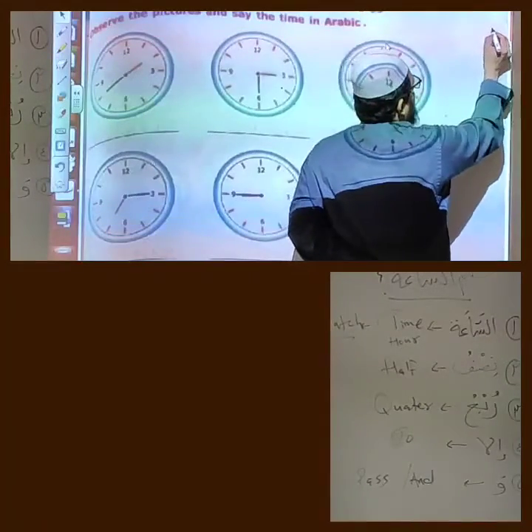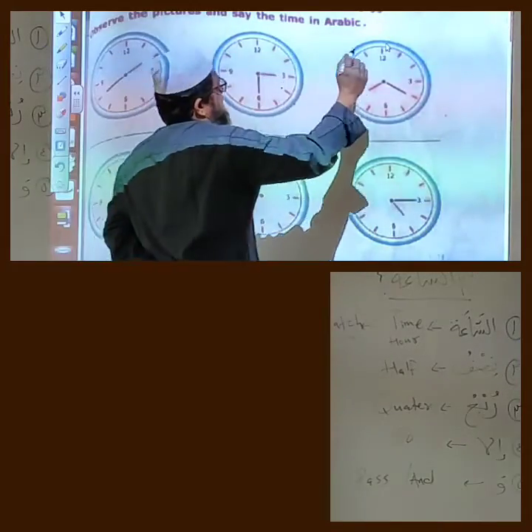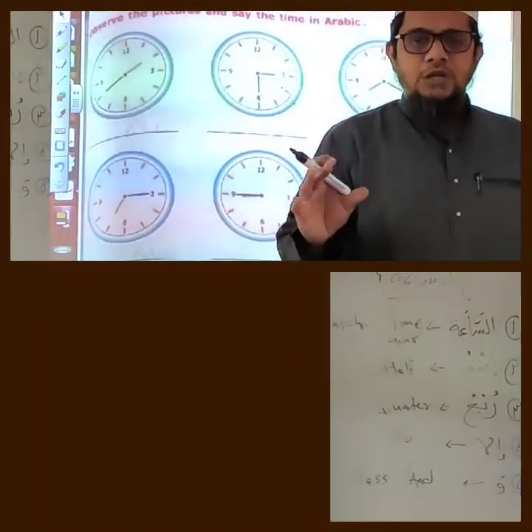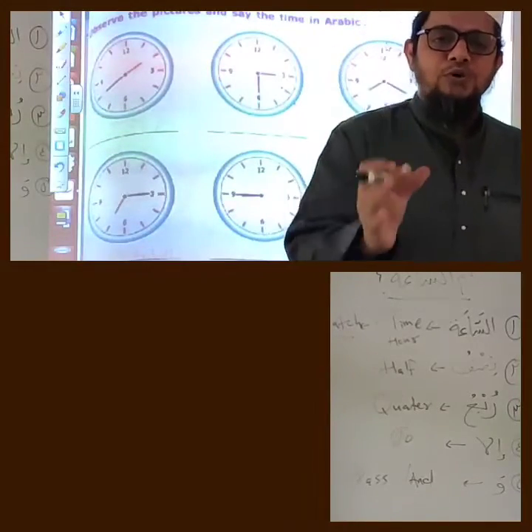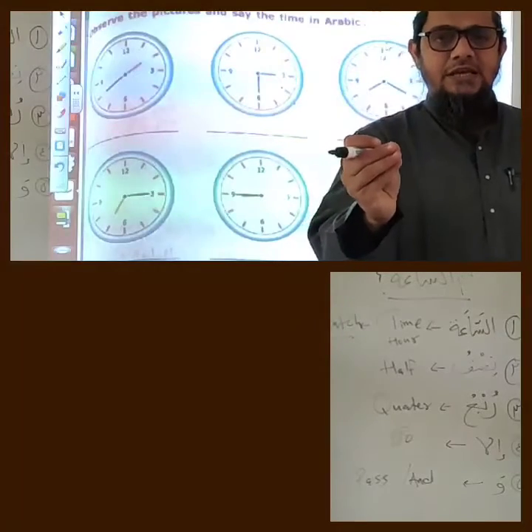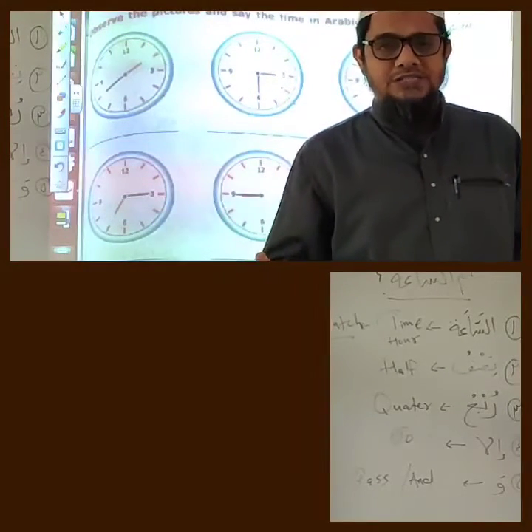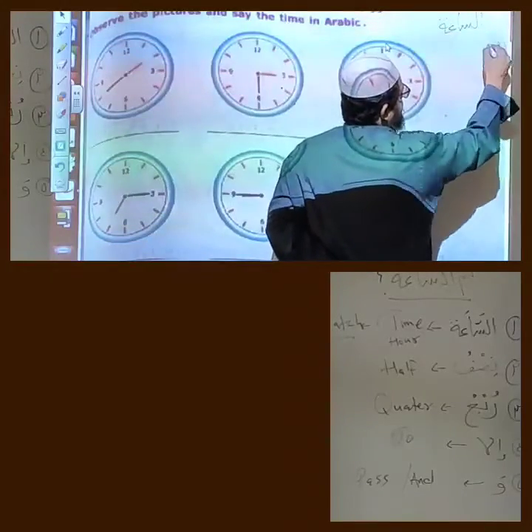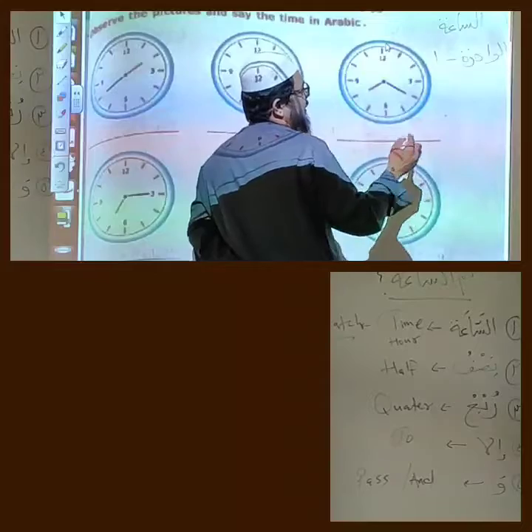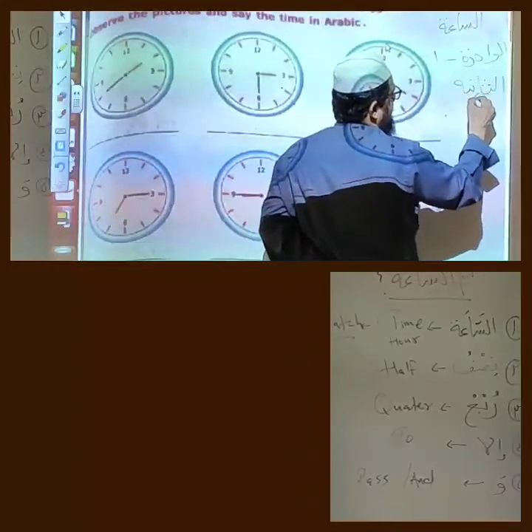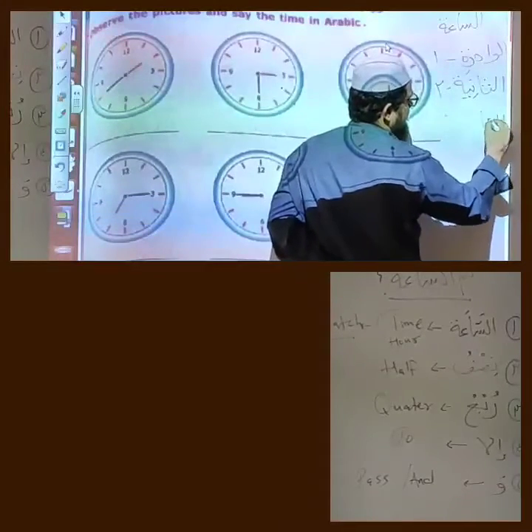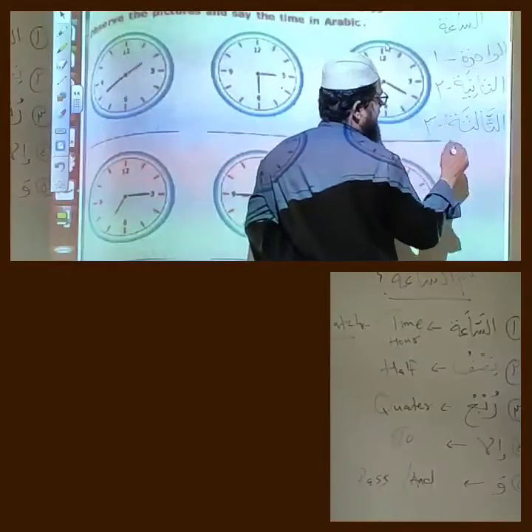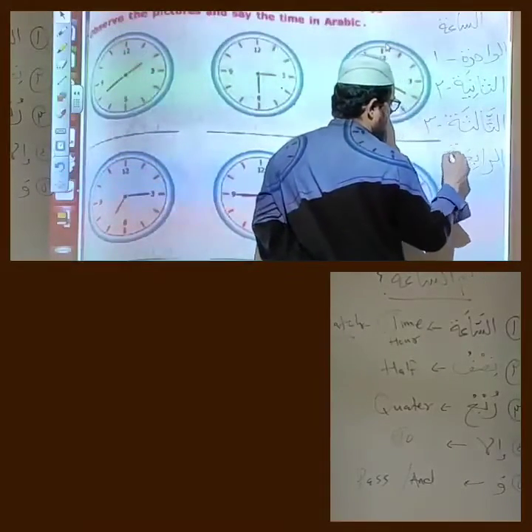So what do you say for this? Because as-sa'atu is a muannas word. And you know that in adjective compound, mausuf sifat, both are the same in few things, in their gender. That first noun is muannas feminine, so the second also will be muannas feminine. So here, as-sa'atu wahida. Wahida for number one. Thaniya, two. Thalitha, three. Rabi'a, four.